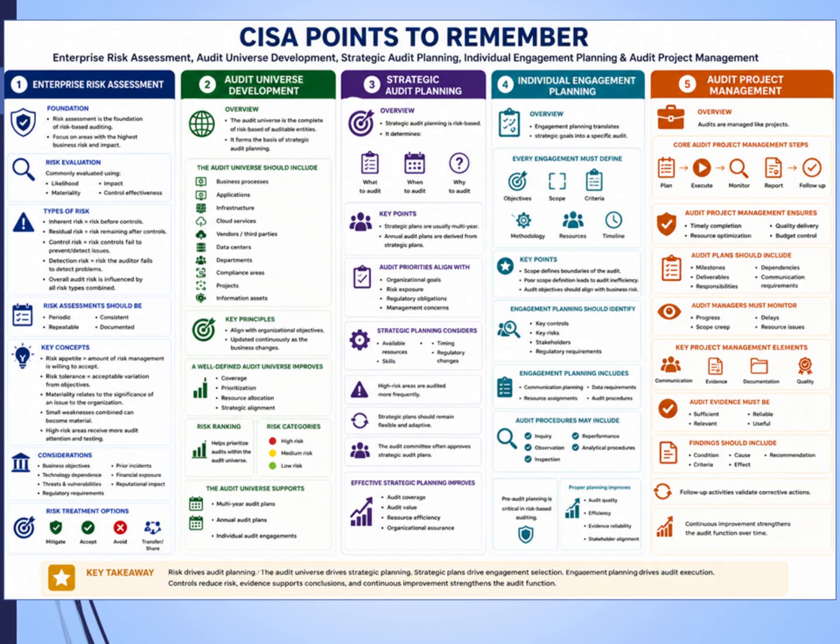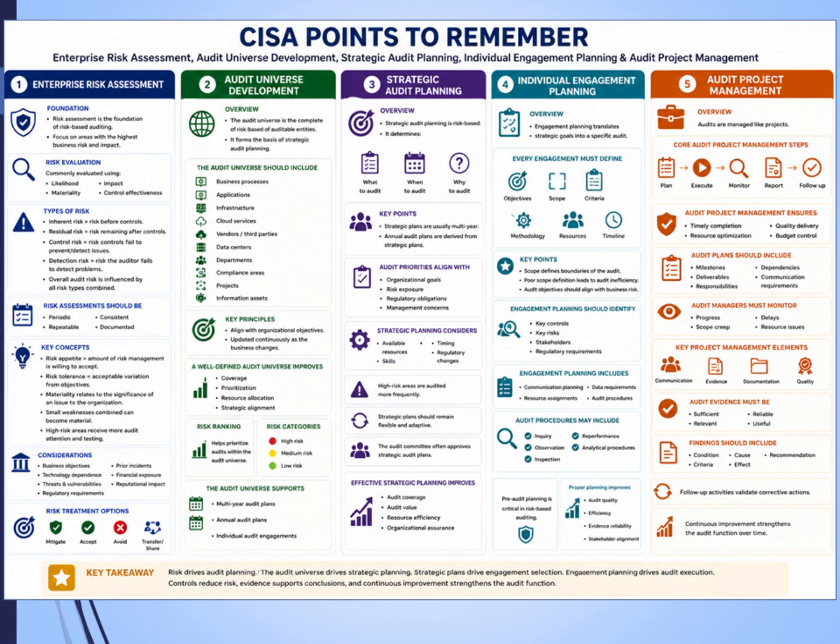The audit universe forms the basis for strategic audit planning. Strategic audit planning is risk-based and determines what will be audited, when it will be audited, and why it should be audited. Strategic plans are usually multi-year plans, while annual audit plans are derived from those strategies. High-risk areas are audited more frequently and receive deeper audit attention.